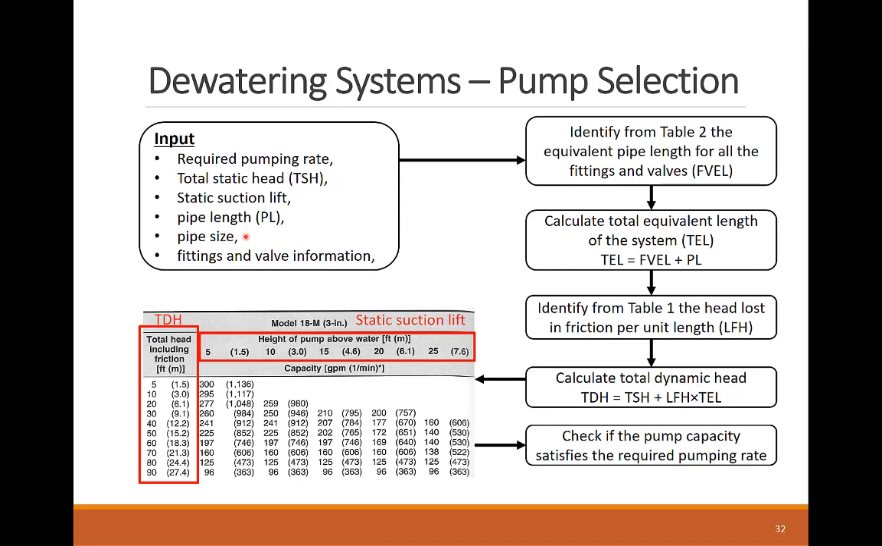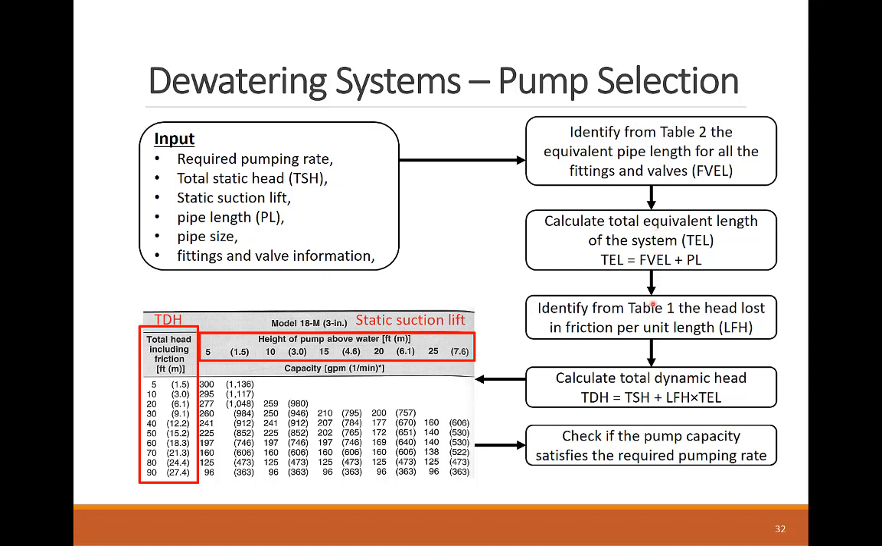This figure shows the process to select a pump or check the adequacy of a pipe. Before you start, you will need to have the shown input. The first step is to get the equivalent pipe length of all the fittings and valves on the pump line. Second, calculate the total equivalent pipe length, TEL, by adding the physical length to the fittings equivalent length.